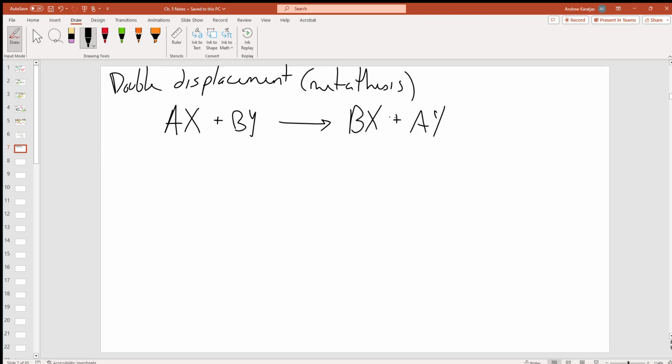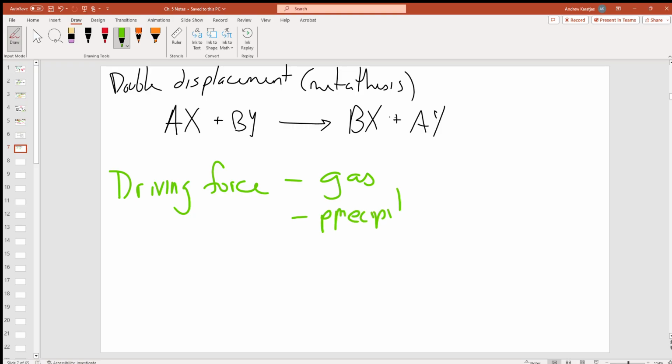Now, in order for one of these reactions to take place, we need what's known as a driving force. So a driving force is something that will cause this reaction to actually happen. And the 3 things that we're looking for as driving force is the formation of a gas, the formation of a precipitate, or the formation of a weak or non-electrolyte.